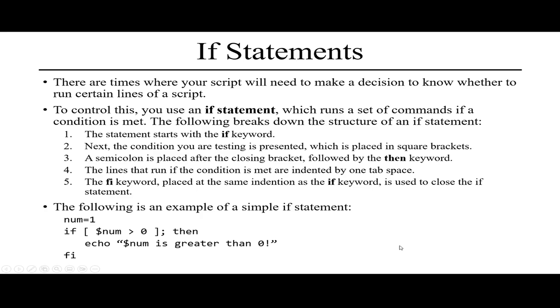I'm going to break down the structure of an if statement here. The statement starts with the if keyword. After that keyword, the condition you're testing is presented, which is placed in square brackets. The semicolon is placed after the closing bracket, followed by the then keyword. So if this happens, then do this. And all the lines that run if the condition is met are indented by one tab space. It's important to get your indentation correct in your script.